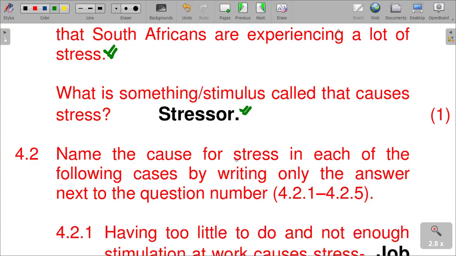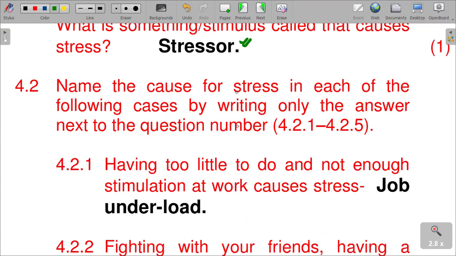Name the cause for stress in each of the following cases by writing only the answer next to the question number. Having too little to do and not enough stimulation at work causes stress. That is job underload. It is actually the cause for stress.